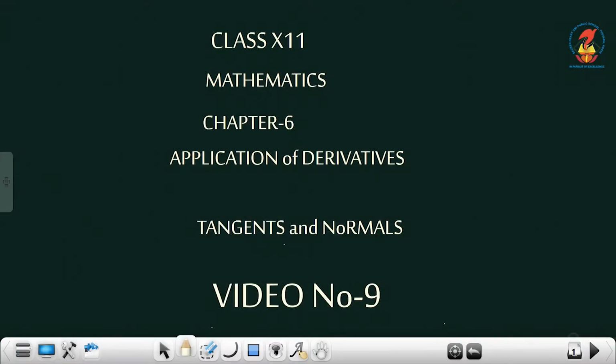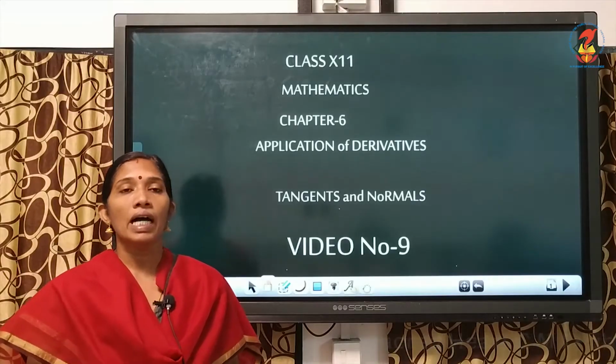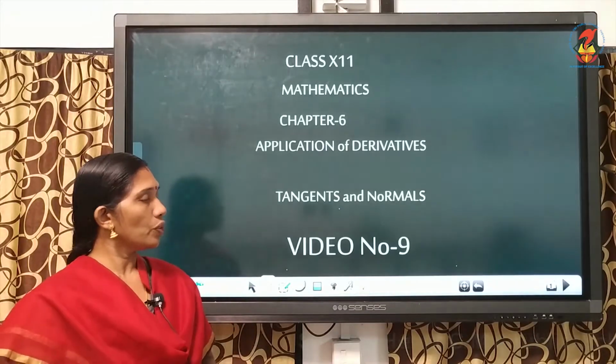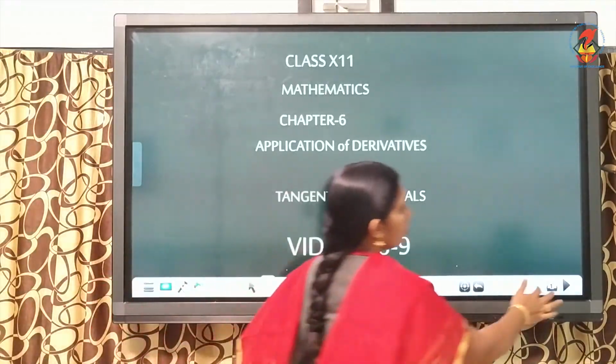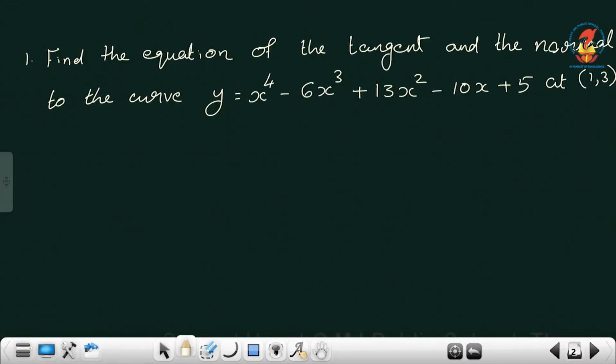Welcome back, children. In the last class we studied how to write the equations of tangents and normals to a curve at the given point. So today we will do some more problems. The first one: find the equation of the tangent and the normal to the curve y = x^4 - 6x^3 + 13x^2 - 10x + 5 at the point (1, 3).